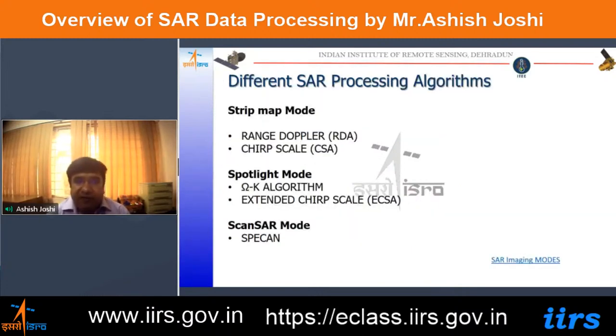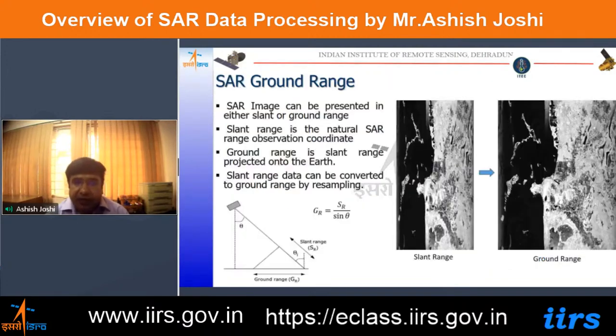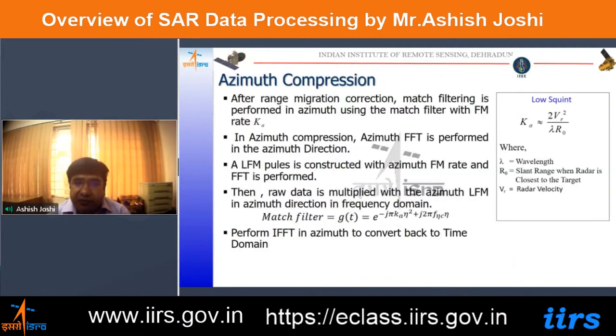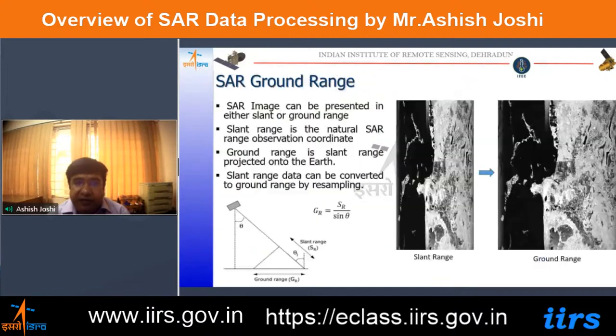We have different algorithms for different modes. For strip map we have the range Doppler and chirp scaling. For spotlight mode, we have the omega-K and extended chirp scaling, and for ScanSAR we have the SPECAN algorithm. Now this is called the level 0 processing. After the level 0 processing, the image is formed.